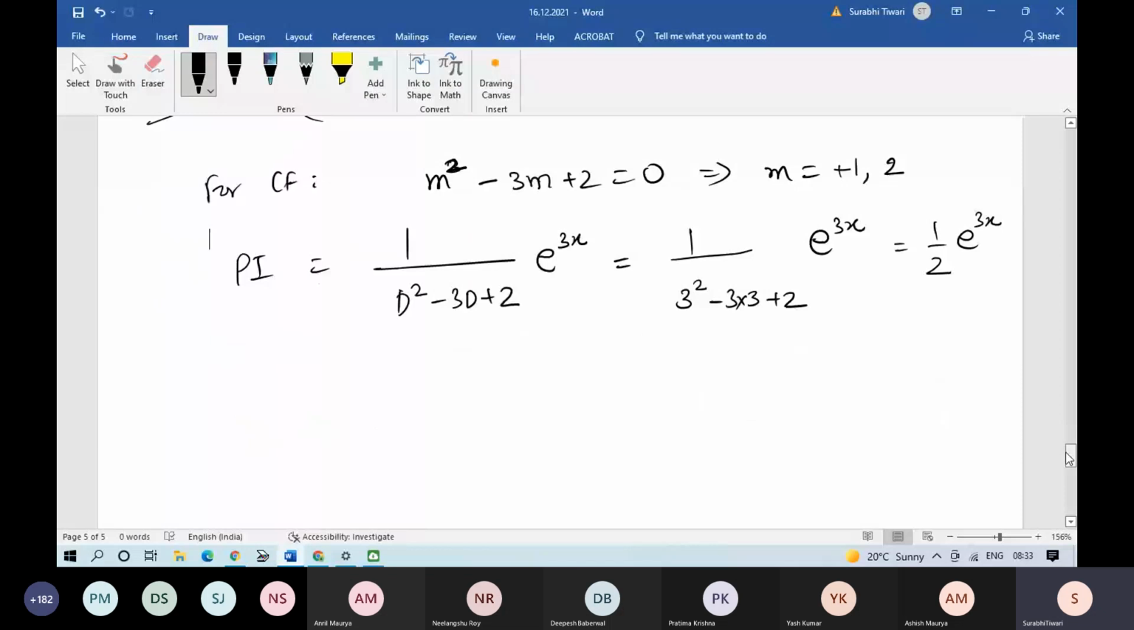So final solution will be complementary function plus particular integral. Now what is complementary function? This is c1 e raised to the power of x plus c2 e raised to the power of 2x, plus half e raised to the power of 3x. This is the particular integral.